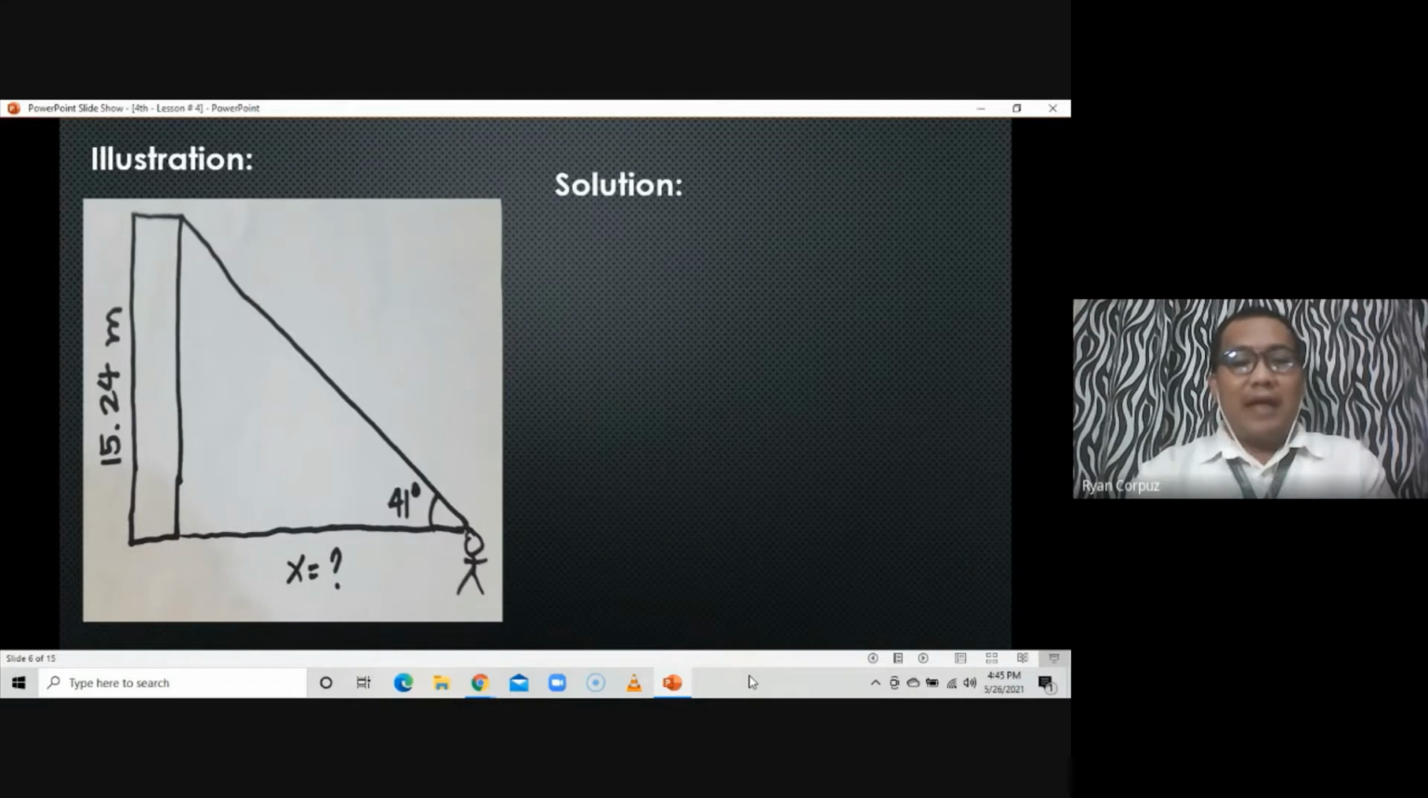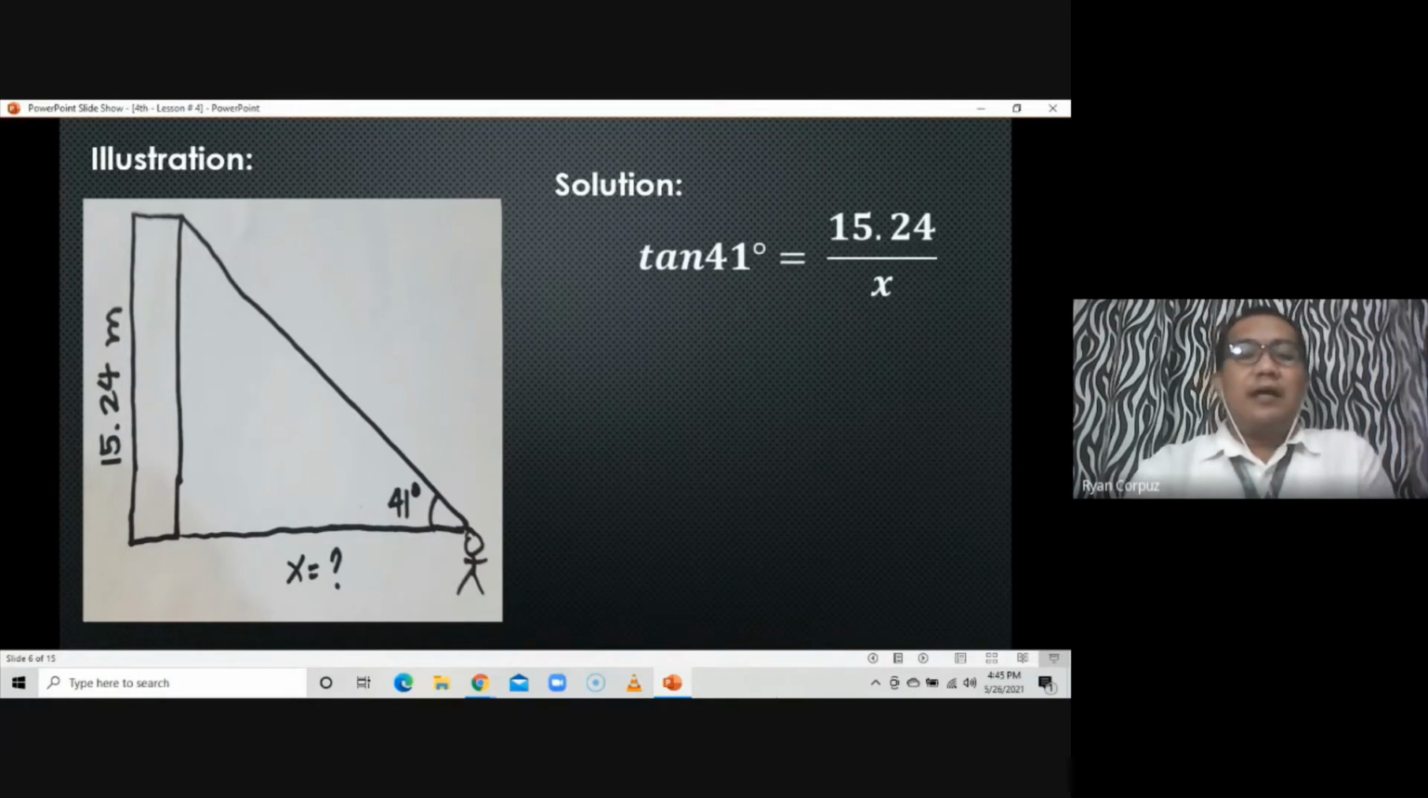So, that should be tangent 41 degrees equal to opposite over adjacent. So, magkakaroon tayo ng equation na tangent 41 degrees is equal to opposite, that is 15.24 over x. So since what we are looking for is x, this is our given equation now. So what we are going to do is to solve this equation, isolating x. So we can make use of cross multiplication. This is over 1, right?